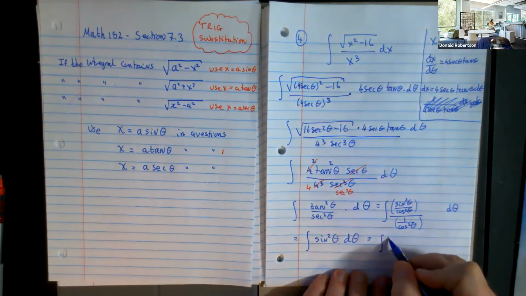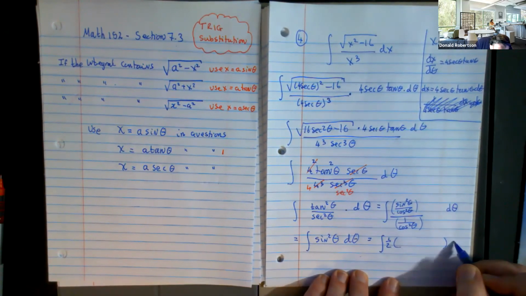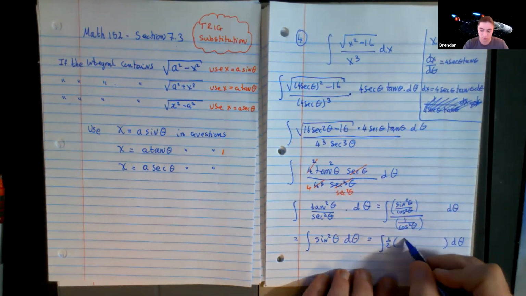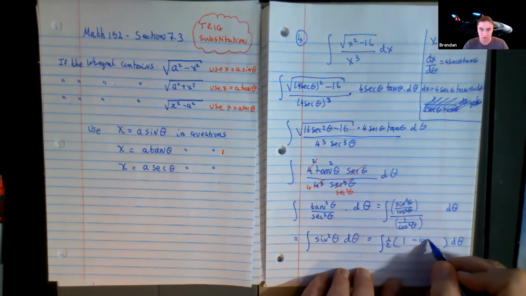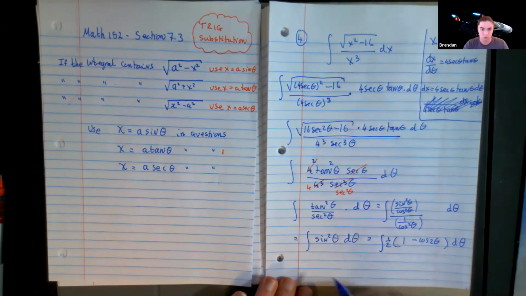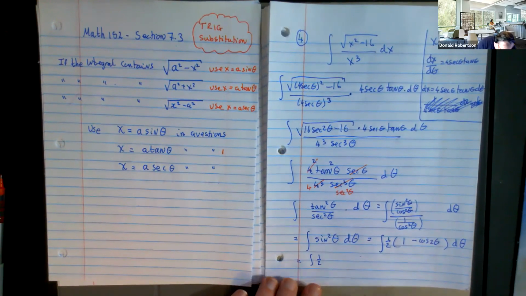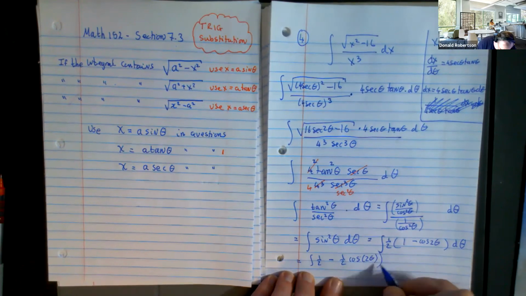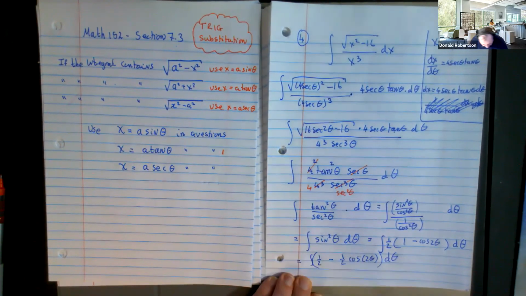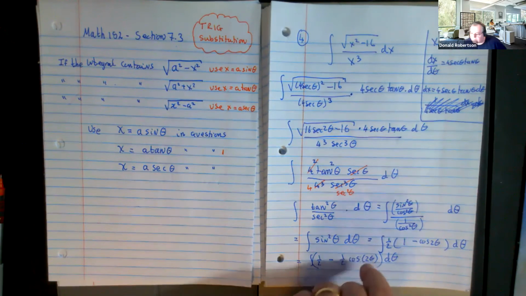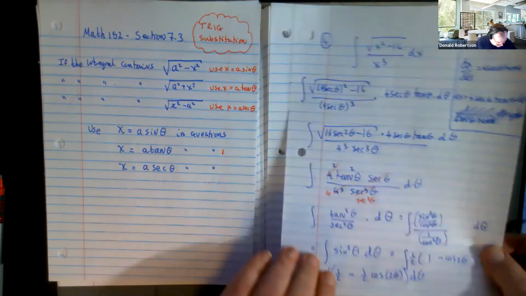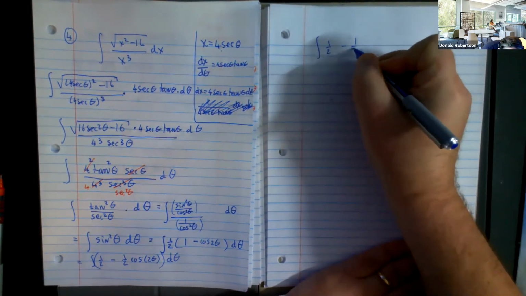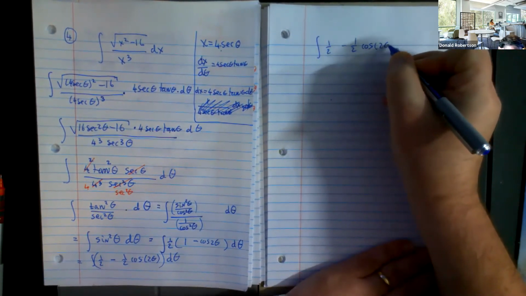I'll give you a clue, there's a half in it. One half, 1 minus cosine of 2 theta. Which means we now have 1/2 take away 1/2 cosine 2 theta. And all of that was just so that we could integrate this thing. So let me take it up here. We have 1/2 take away 1/2 cosine of 2 theta.